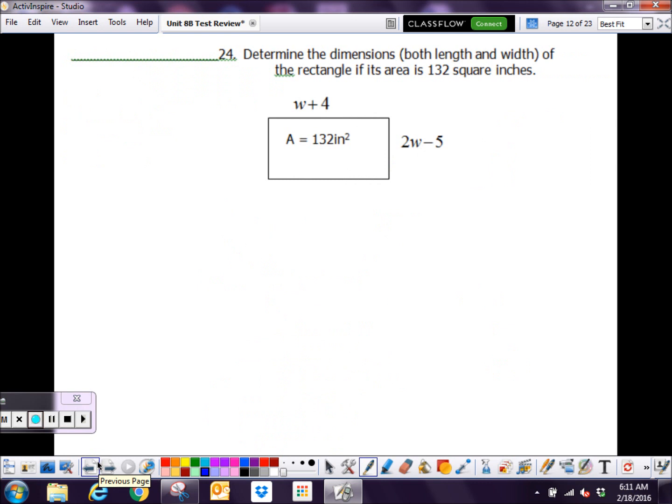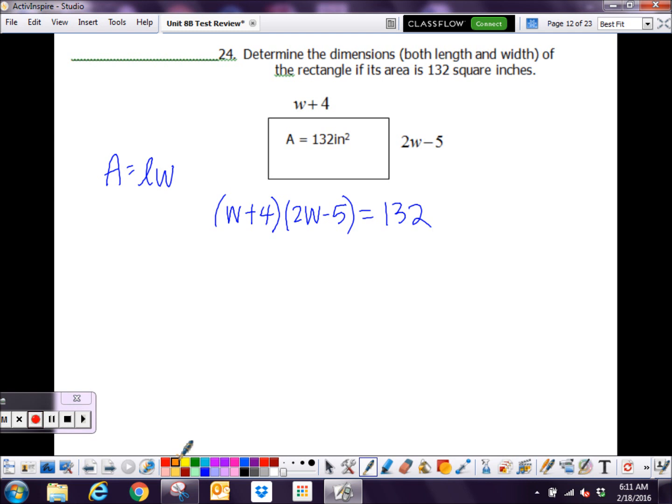24. Determine the dimensions, both length and width of the rectangle if its area is 132 square inches. All right, so this is talking about area of our rectangle. So area is length times width, which means I have to multiply these two sides. So I have w plus 4 times 2w minus 5. And that's equal to our area, which is 132.